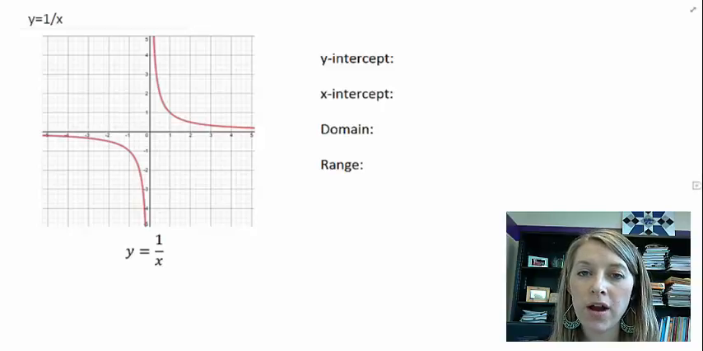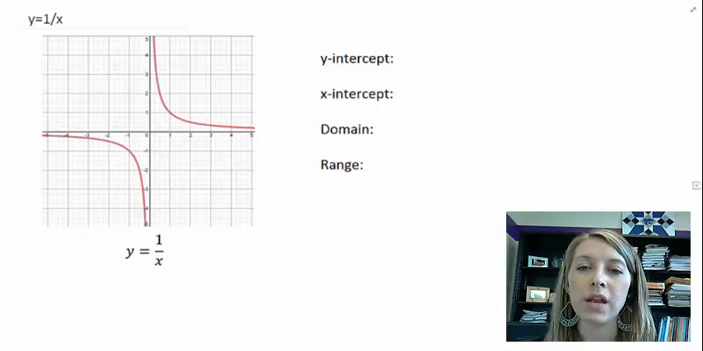Y equals 1 over x. This might be probably the most complicated one, but I have faith in you. Stop the video and see if you can do it on your own.